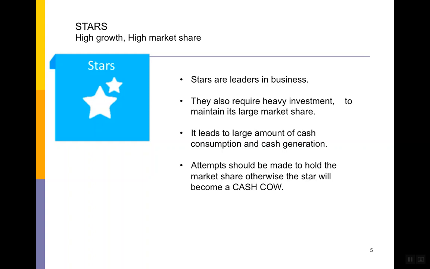If a star can maintain its large market share, it will become a cash cow when the market growth rate declines. The appropriate strategy for stars is often to hold on, that is, to maintain the market share, which usually requires large investment to increase supply and fight the competition.